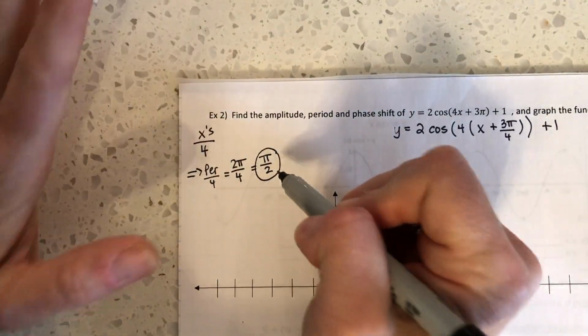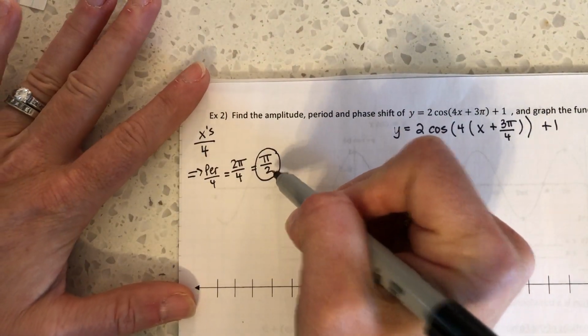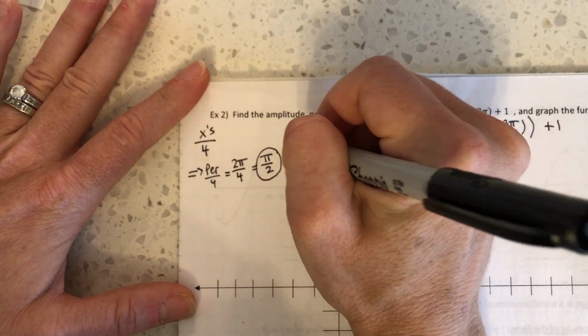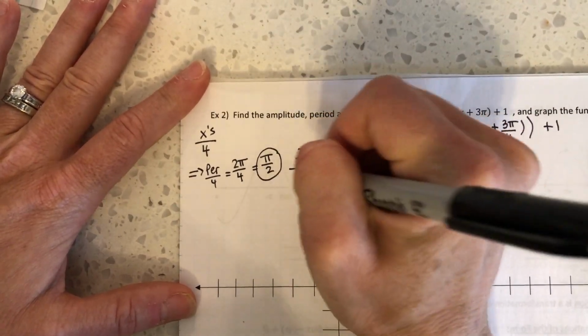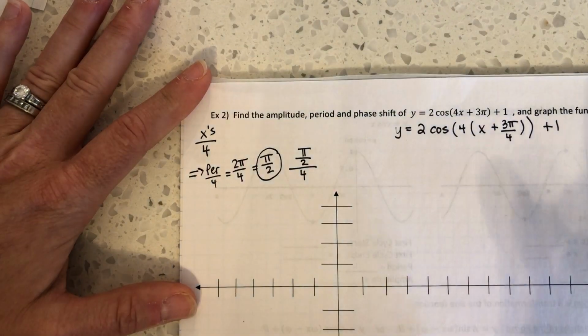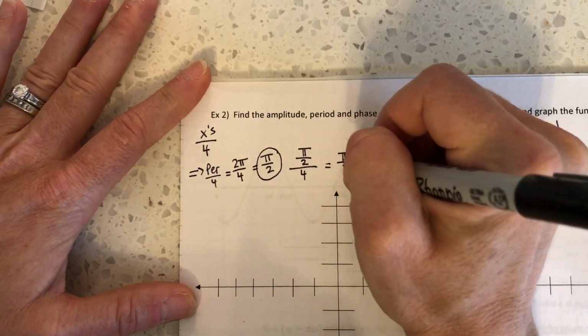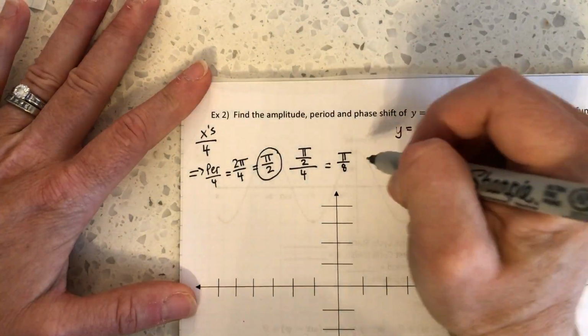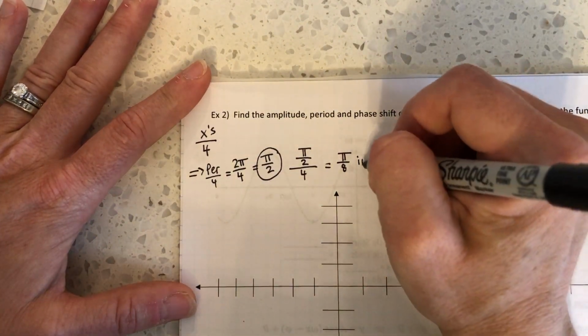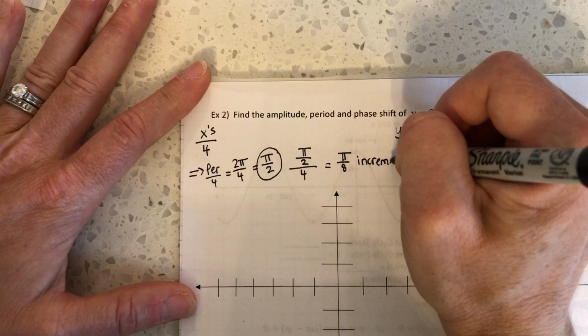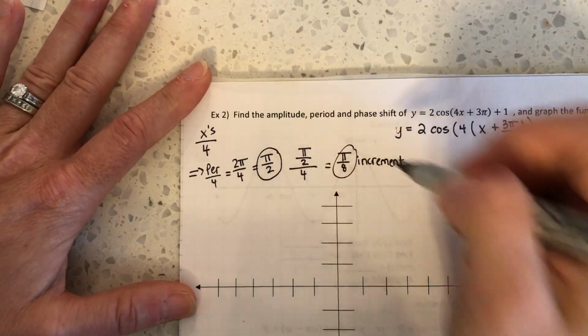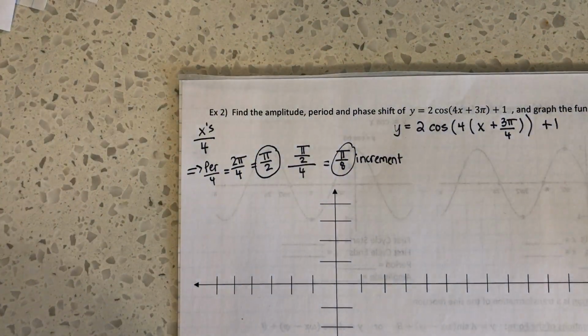All right, now your counting increment. If you take your new period, pi over 2, and divide it into 4 subintervals, well, that's actually going to equal pi over 8. So pi over 8 is going to be your counting increment. So you can get your x-axis ready right now by counting by pi's over 8.